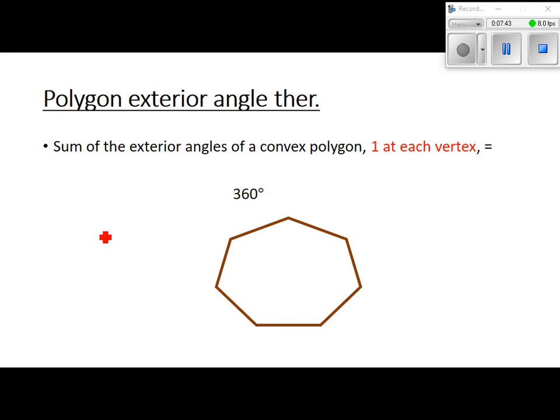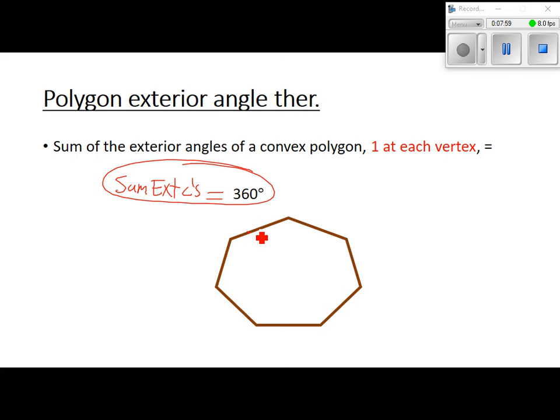Next one. This is the sum of all the exterior angles of a polygon. Notice it's not really a formula. The sum always equals 360.